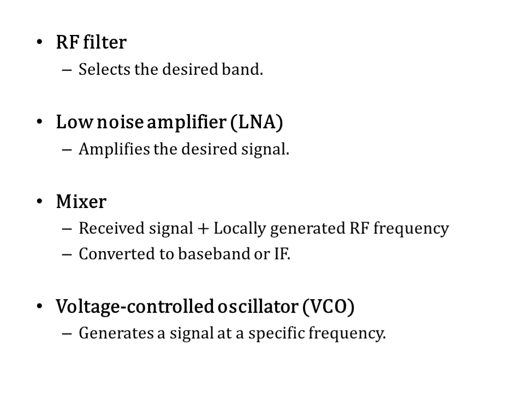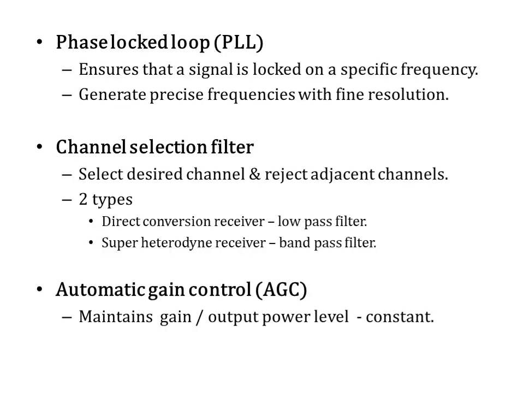In the mixer, the received signal is mixed with a locally generated RF frequency and converted to the baseband or to the intermediate frequency. The voltage controlled oscillator generates a signal at a specific frequency for a given voltage to mix with the incoming signal. This procedure helps in converting the incoming signal to baseband or an intermediate frequency. The phase lock loop ensures that a signal is locked on a specific frequency and can also be used to generate precise frequencies with fine resolution.